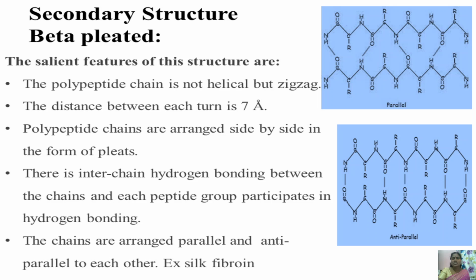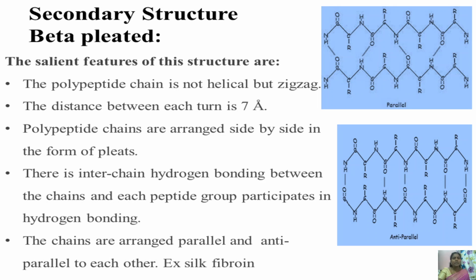The next secondary structure is called beta pleated sheet, where the polypeptide chains are arranged in the form of sheets. The polypeptide chain is not helical, but it is a zigzag sheet-like arrangement. The distance between each amino acid is 7 angstrom, and the polypeptide chains are arranged side by side in the form of pleats. If they run from N to C terminal in like directions, they are called parallel beta pleated sheet. If they run in opposite directions, N terminal next to C terminal, they are called antiparallel.